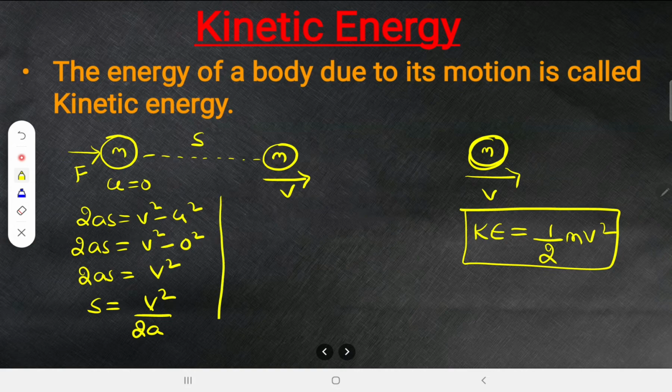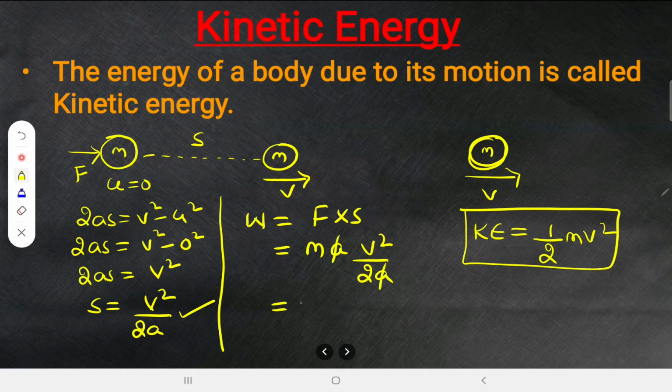Now, what is the formula for work? Work is force into displacement. Force is mass into acceleration, and the displacement is v square divided by 2a, as we just got. The a and a get cancelled. So what is the work? This work is half mv square. So this is the work we have got. Now what is this work?